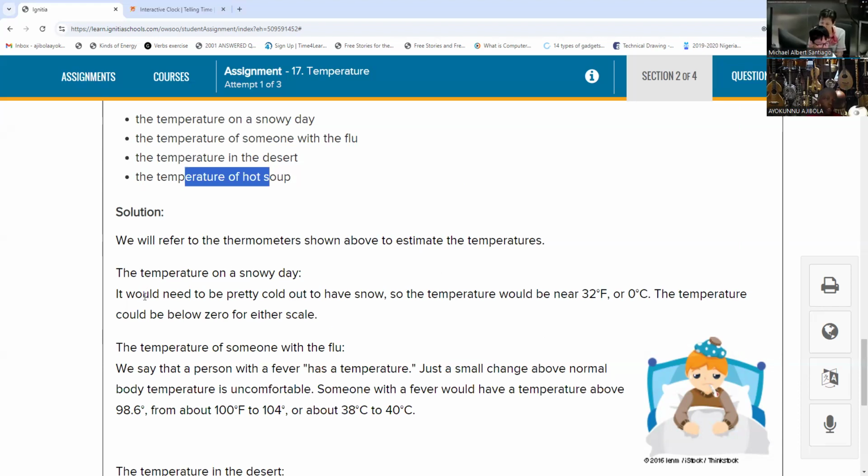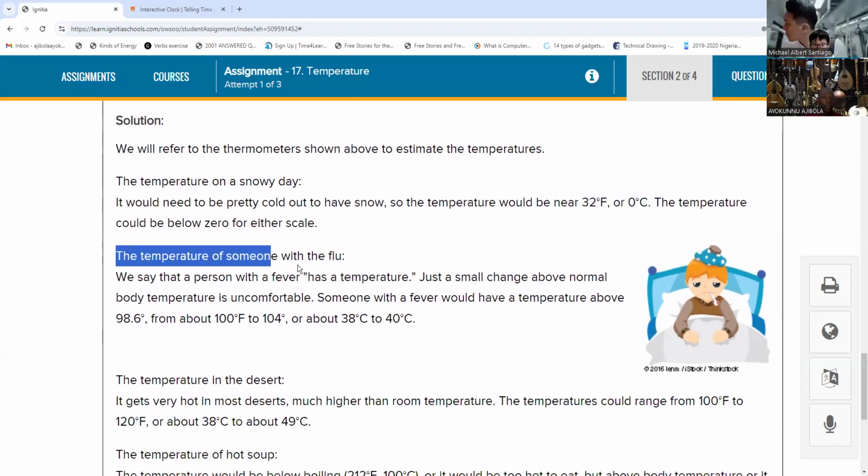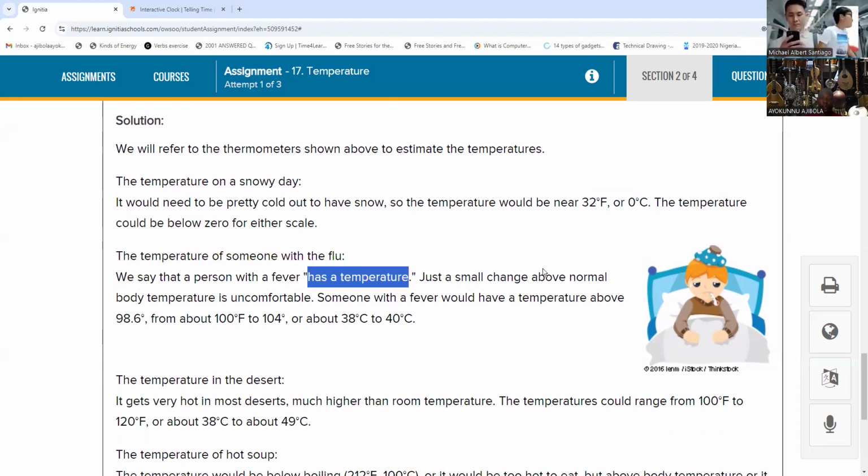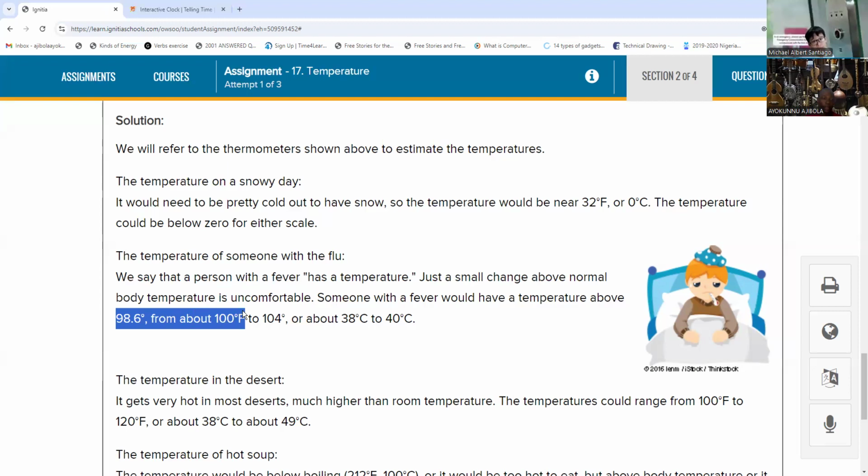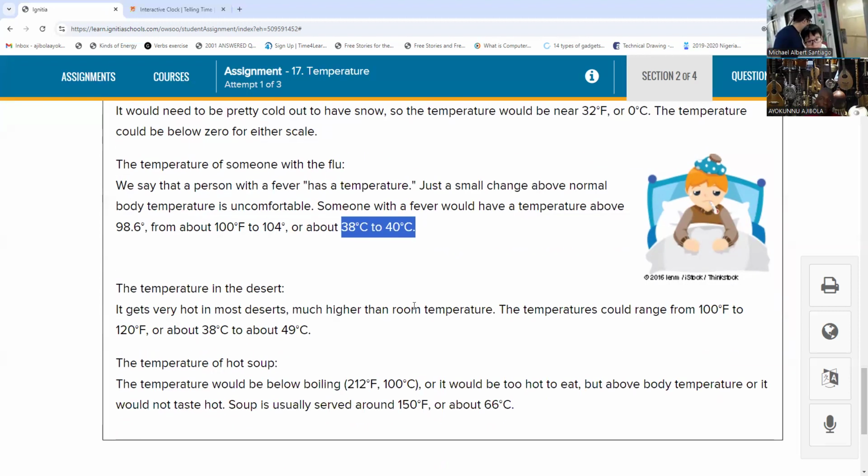The temperature on a snowy day, it would need to be pretty cold out to have snow. So the temperature will be near 0 degrees, near freezing. So the temperature could be below 0 for either scale. Then the temperature of someone with a flu, we say the person with a fever has high temperature. Just a small change above the normal body temperature is uncomfortable. Someone with fever would have a temperature above 98, from about 100 to 104, which is 38 to 40 degrees C.